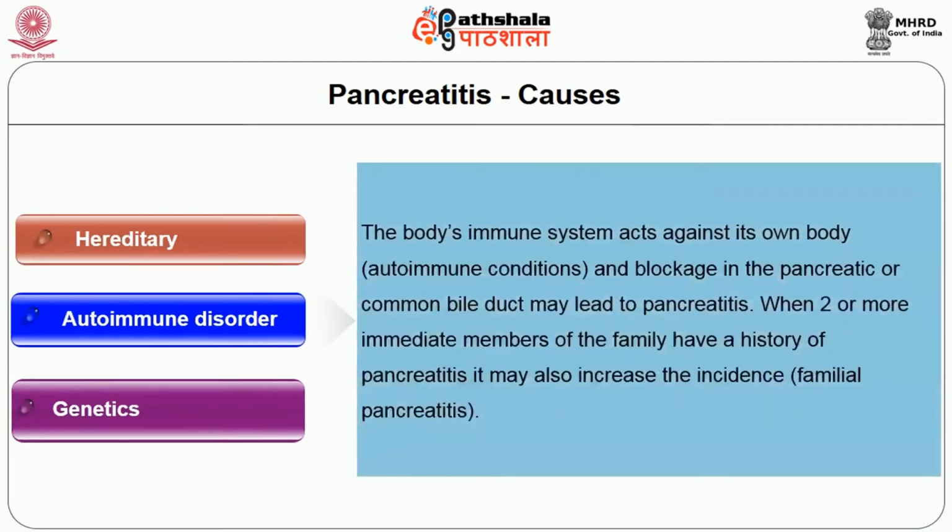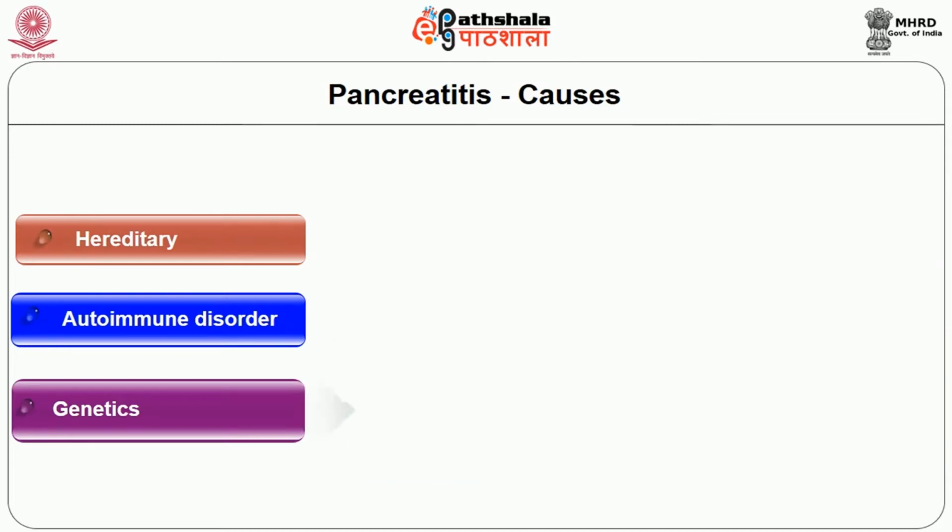Autoimmune disorder. The body's immune system acts against its own body, and blockage in the pancreatic or common bile duct may lead to pancreatitis. When two or more immediate members of the family have a history of pancreatitis, it may also increase the incidence.